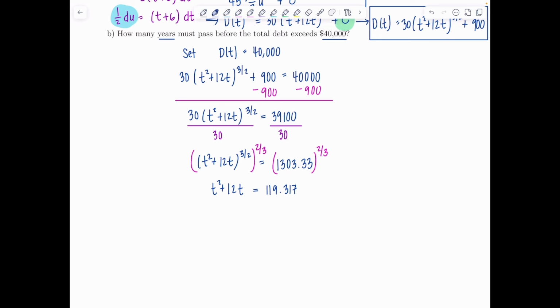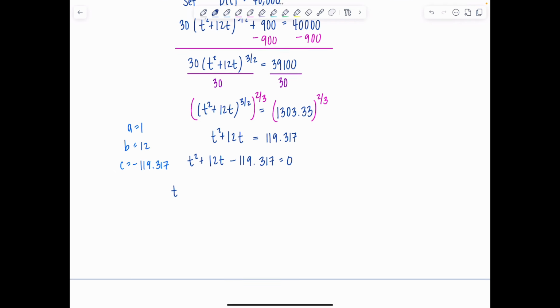Okay, now look at this thing. It's disgusting, I'm sorry. It's quadratic. And so I'm going to set it equal to 0, and we're going to do the quadratic formula. T squared plus 12t minus 119.317 equals 0. Because it's not going to factor. There's no way around it. So A is 1, B is 12. That part's fine. And then C is, holy smokes, negative 119.317. I know. The good thing is, you got your calculator, okay? So you just punch it all in. Just set it up and then go for it.